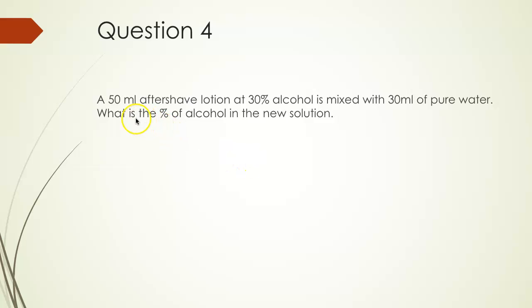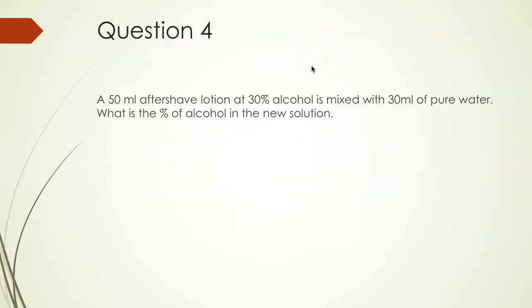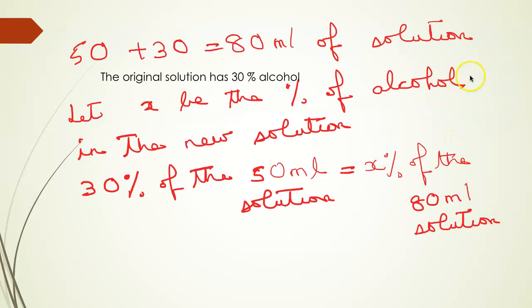Coming to the next question, a 50 ml aftershave lotion at 30% alcohol is mixed with 30 ml of pure water. What is the percentage of alcohol in the new solution? So again, this is the second type of problem where we have only one solution. So 50 plus 30 is 80 ml of solution because the question says that a 50 ml solution is mixed with 30 ml of pure water. So we have 80 ml of solution.